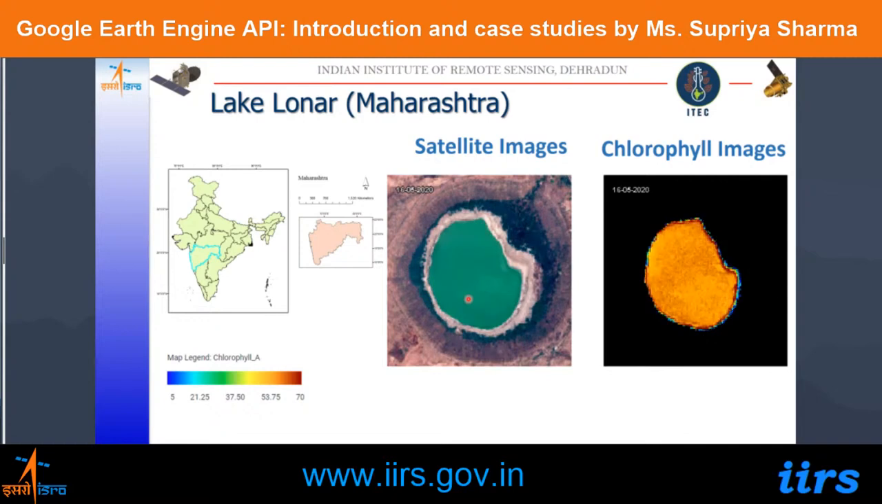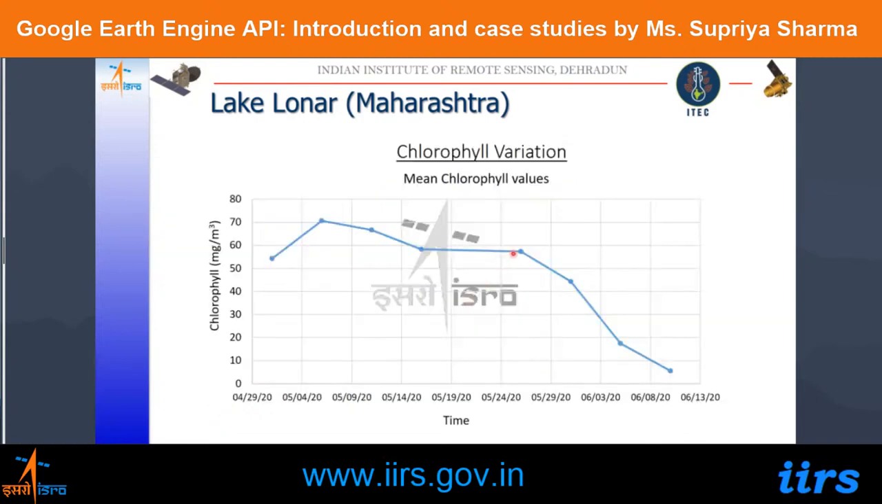And these values can be observed, and we can see that the chlorophyll values were dropping. This happened in June 2020, and we can see here a continuous decrease in the chlorophyll values.